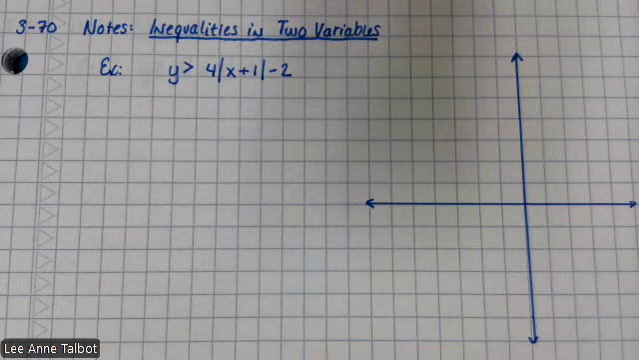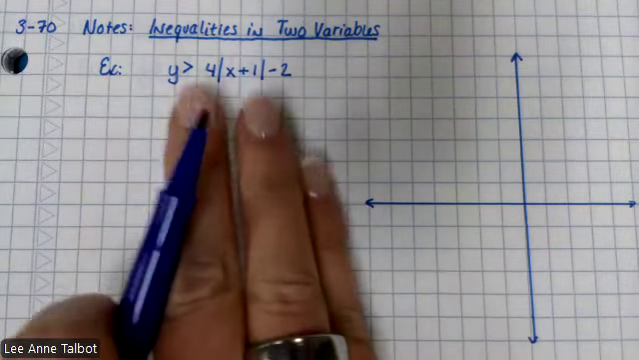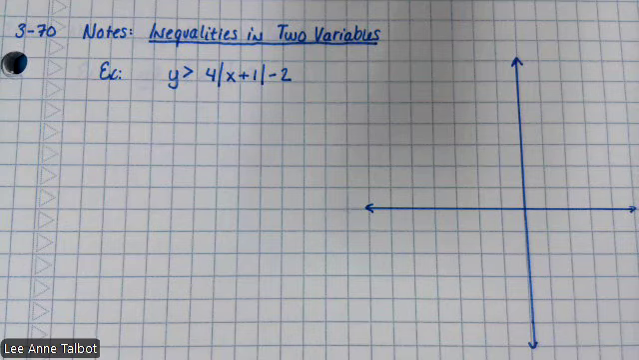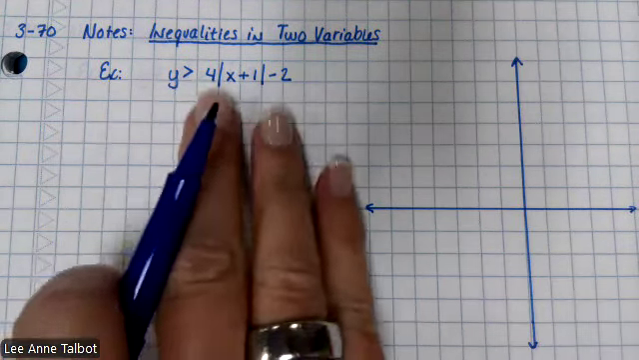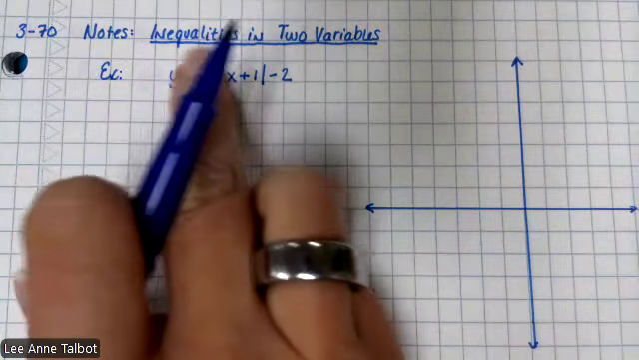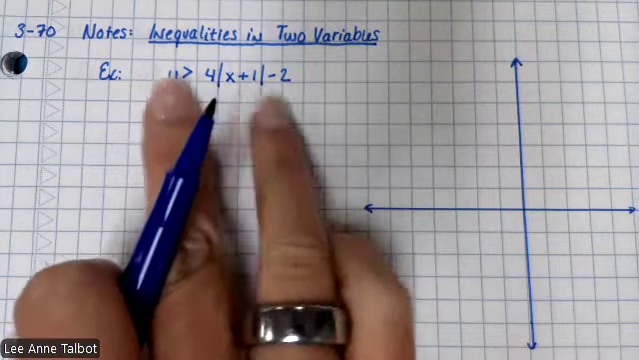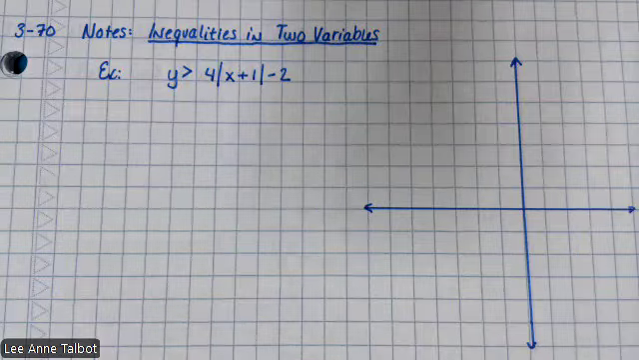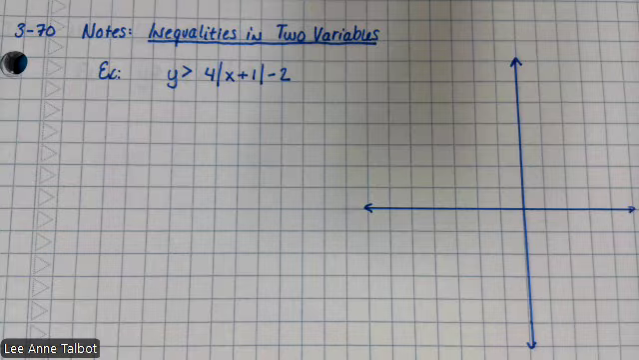Alrighty, now this one's different. So it looks very similar. It's got the same absolute value equation, kind of, except for I took the 6 away and replaced it with the y. So now you have an inequality with two variables. And I don't know if you guys remember these. These are the ones where you shade.